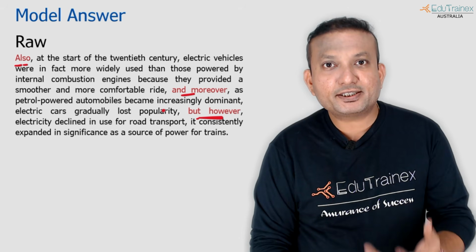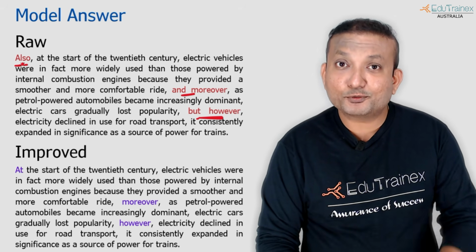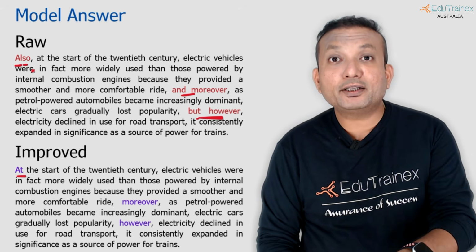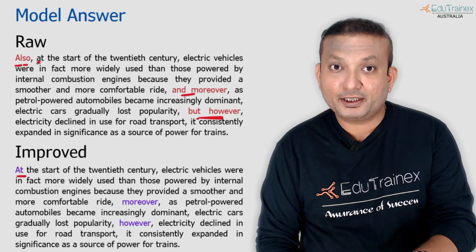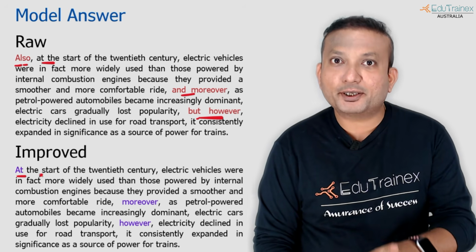Okay, too many of the same type of words at the same time. So what we need to do, this is very easy to fix. Just remove the transition word from the starting, including the comma. Don't forget to remove the comma as well, and start your sentence from here. So that takes care of this particular problem.